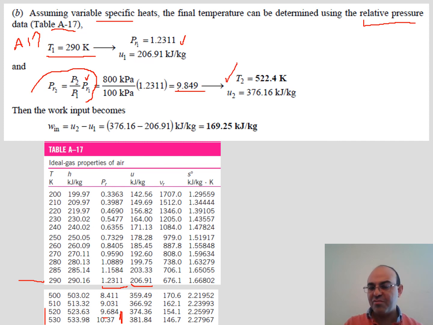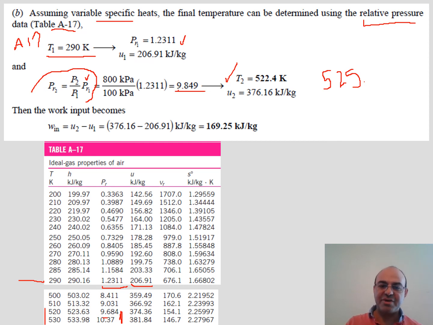If you go back to the previous slide, I wrote it down. The approximate temperature that we found, based on constant specific heat, was 525. The accurate answer is 522. So this shows that the approximate solution in the previous slide was good enough.